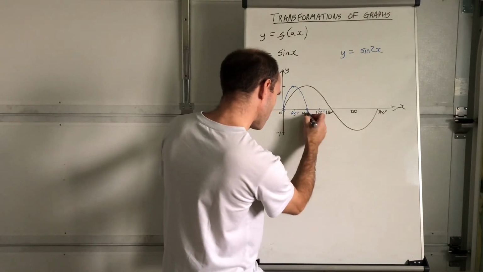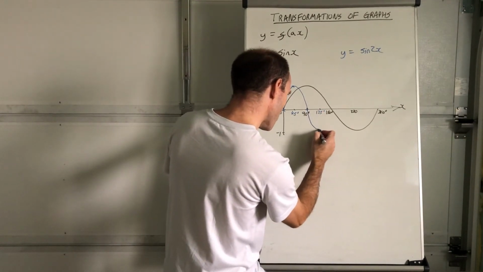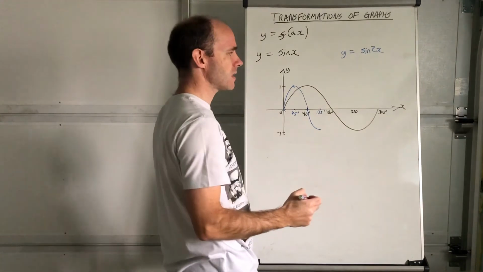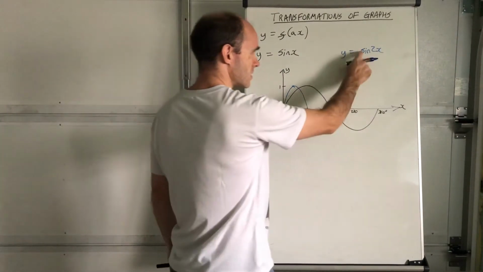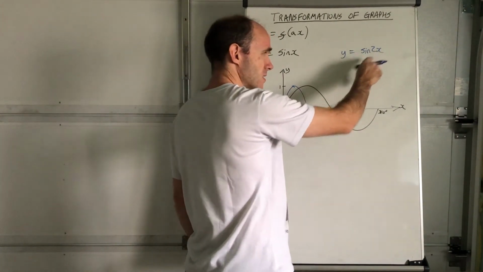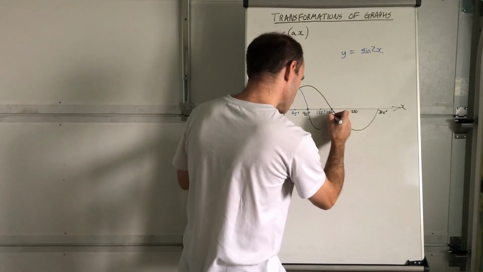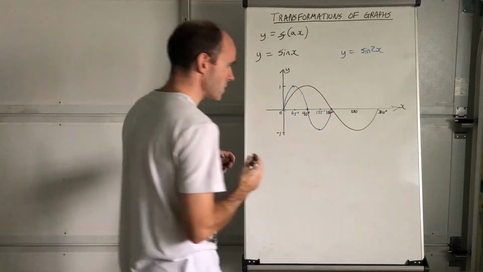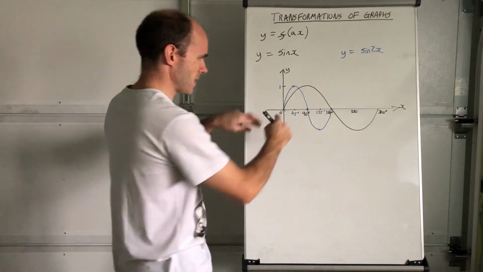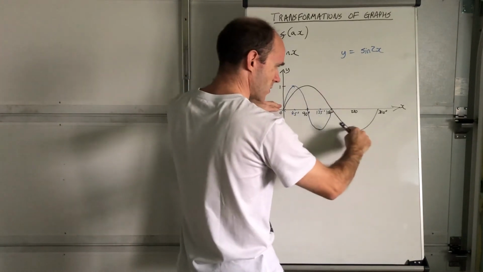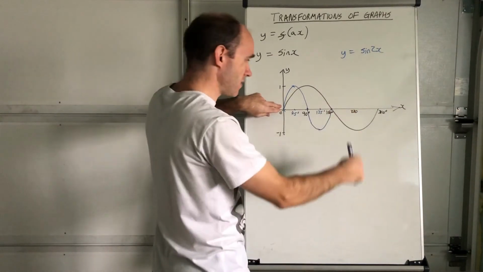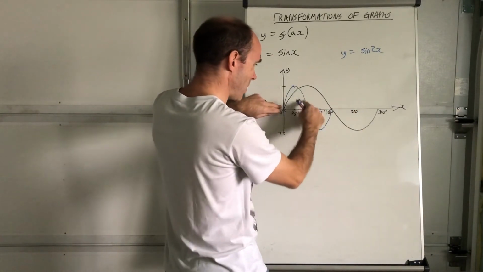Then when x is 180 degrees, sine 2 times 180 is 360, and 360 is 0, so it comes back up to 0 there. Can you see? This is what we call one cycle, a period of the sine graph. That cycle is now halved.